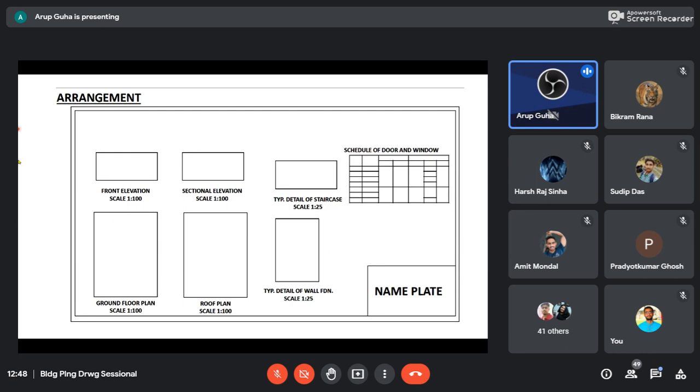This is your entire sheet. This is your ground floor plan. We will see actually how this ground floor looks. This is elevation, whatever you see from front. There could be a section drawn over here. That section could be a zigzag kind of line also. And then whatever we see from front, that is drawn over here, sectional elevation.